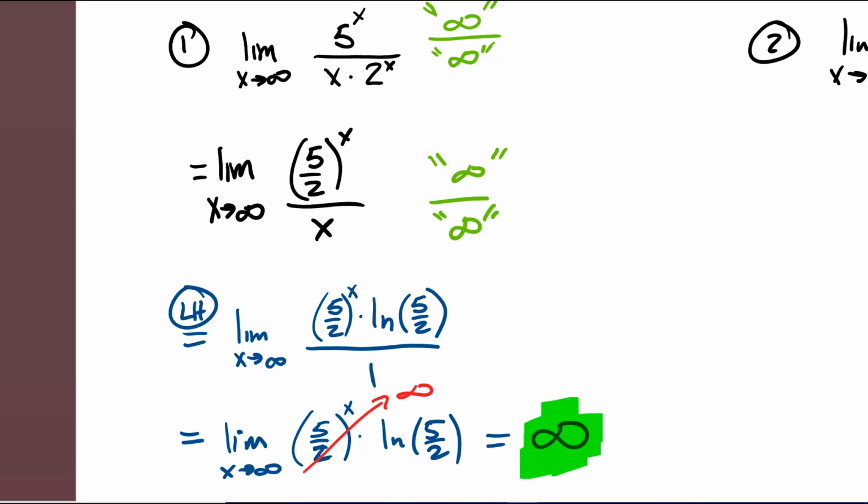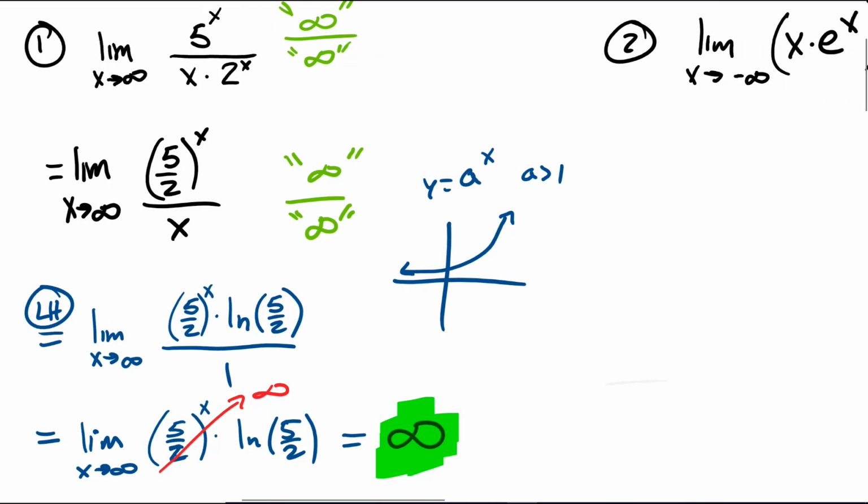Just because that 5 over 2 raised to the power of x, any exponential function with a base larger than 1, that's for some a to the x where your a is bigger than 1. All right, it's going to blow up, and 2.5 or 5 halves is bigger than 1.